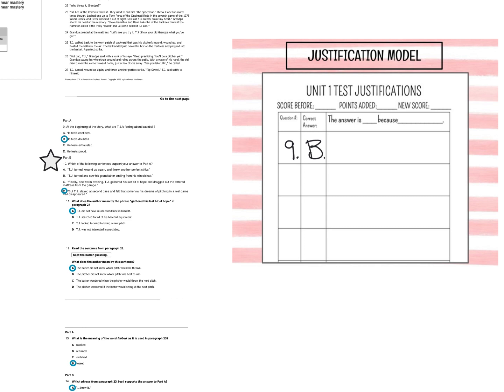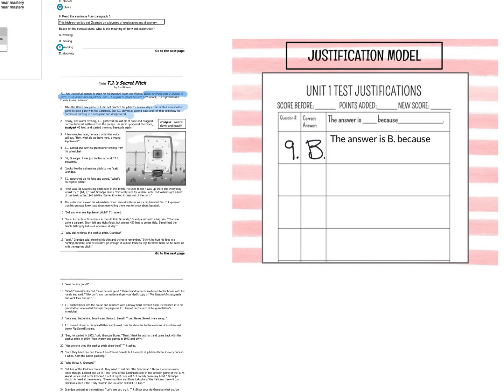And now I'm going to explain using this sentence starter. The answer is blank because. Now I already know the answer is B, he feels doubtful. So I need to add that to my graphic organizer. On my graphic organizer, I have used the sentence starter to write the answer is B because, and now I need to prove it with text evidence.